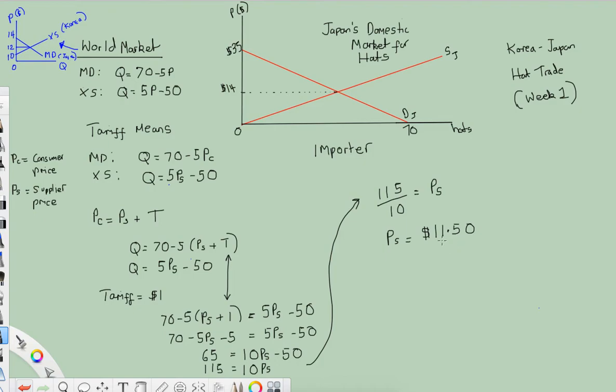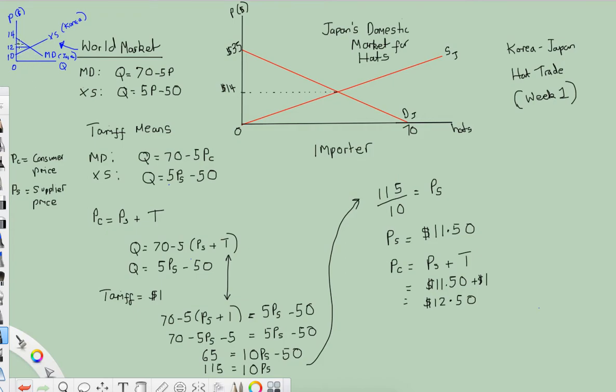So we've pushed some of the tariff back, and of course, if we know that PS is $11.50, PC will be equal to PS plus T, so that would be $11.50 plus $1, I should say, being a little sloppy here. So that's $12.50. So what we found out from putting a specific tariff onto a market with an upward sloping export supply curve is we got them splitting the tariff.